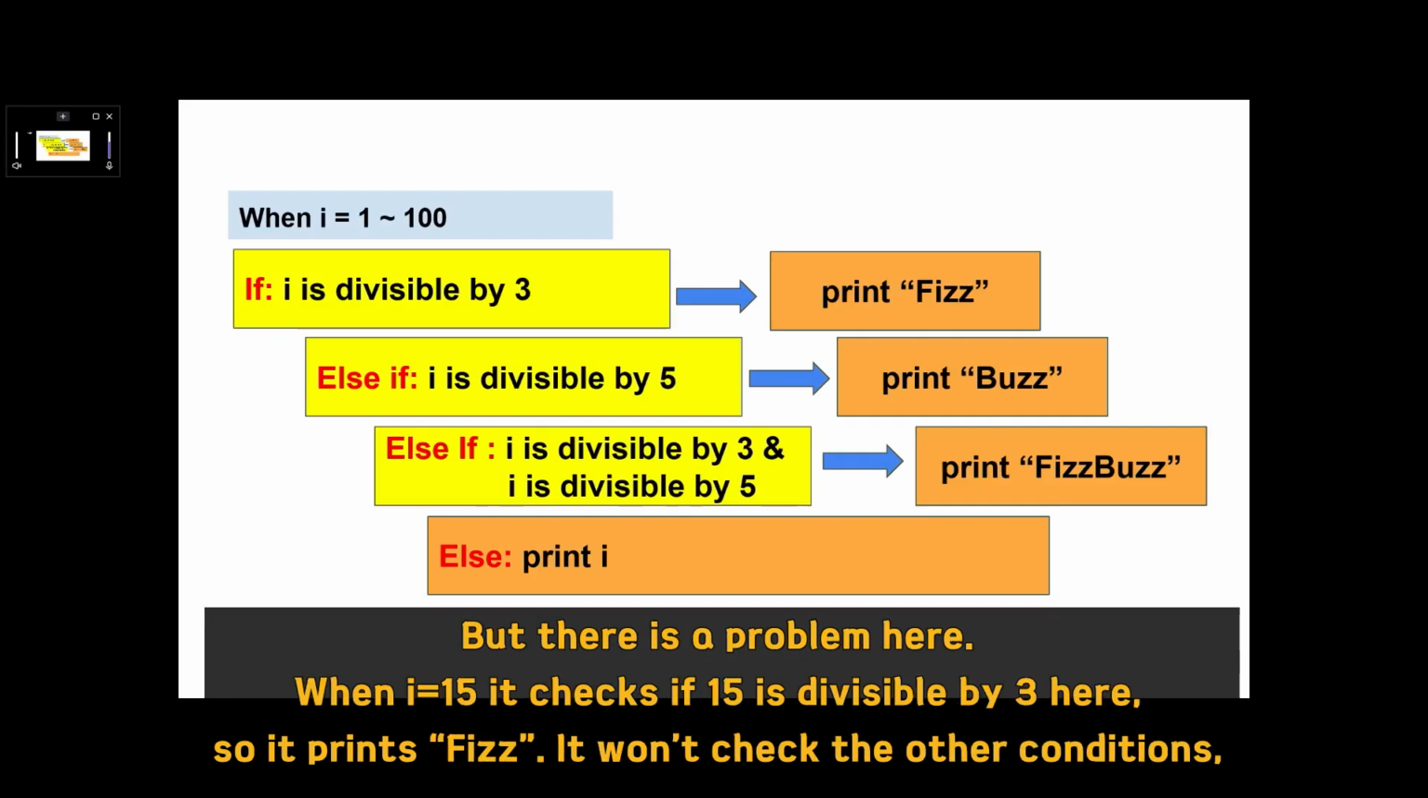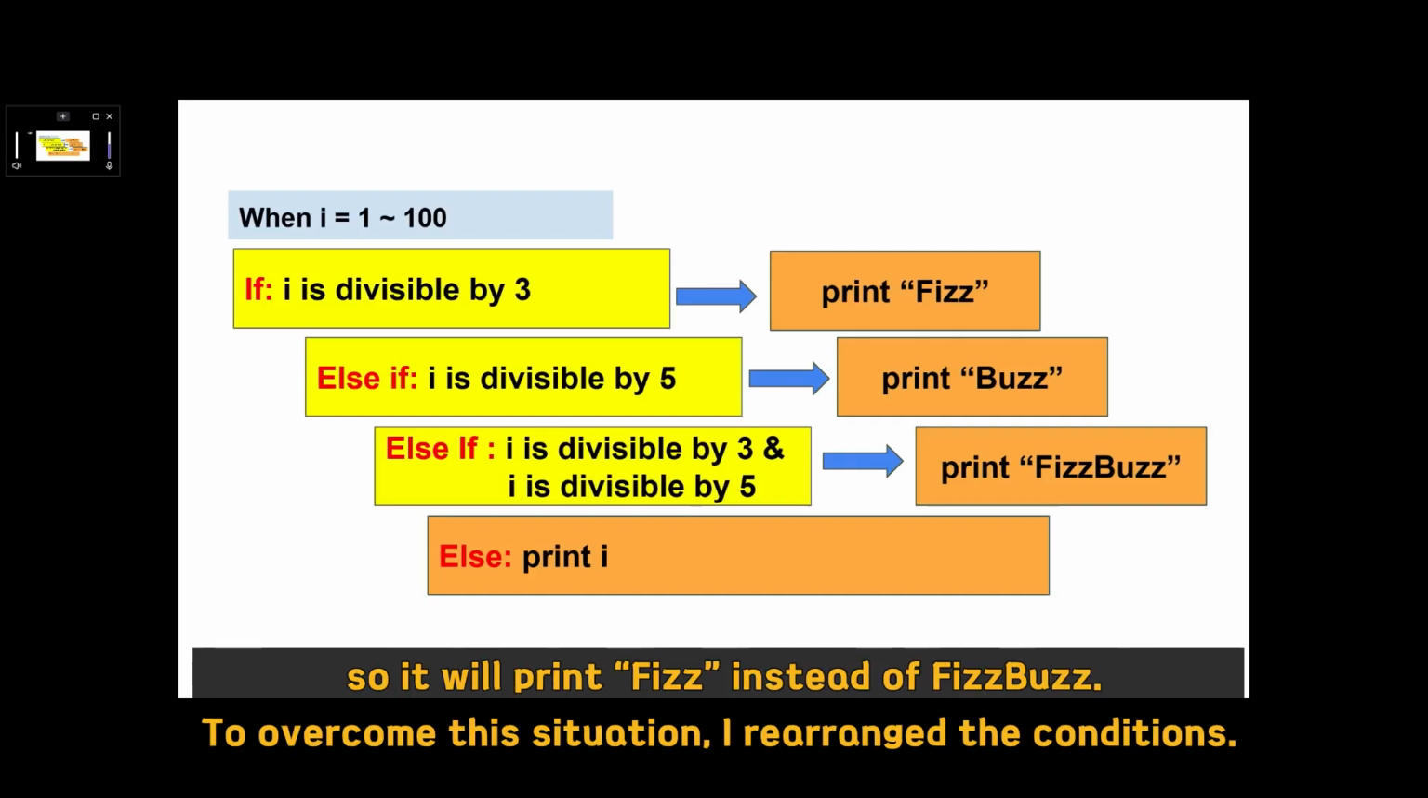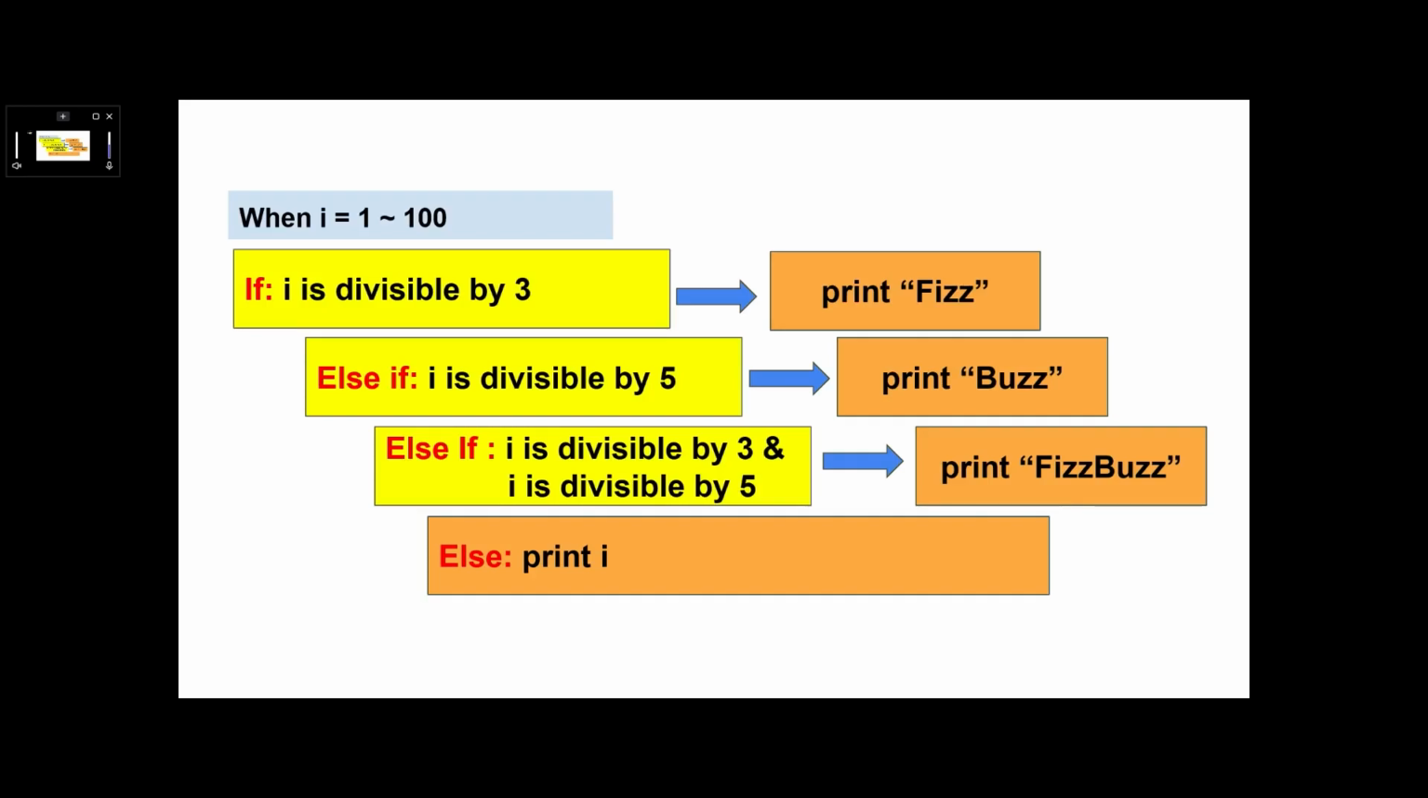But there's a problem here. When I equals 15, it checks if 15 is divisible by 3 here, so it prints fizz. It won't check the other conditions, so it will print fizz instead of FizzBuzz. To overcome this situation, I rearranged the conditions.